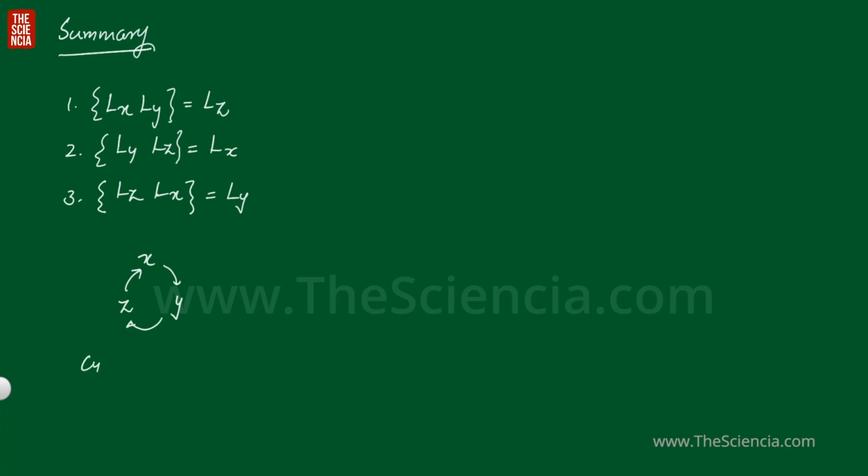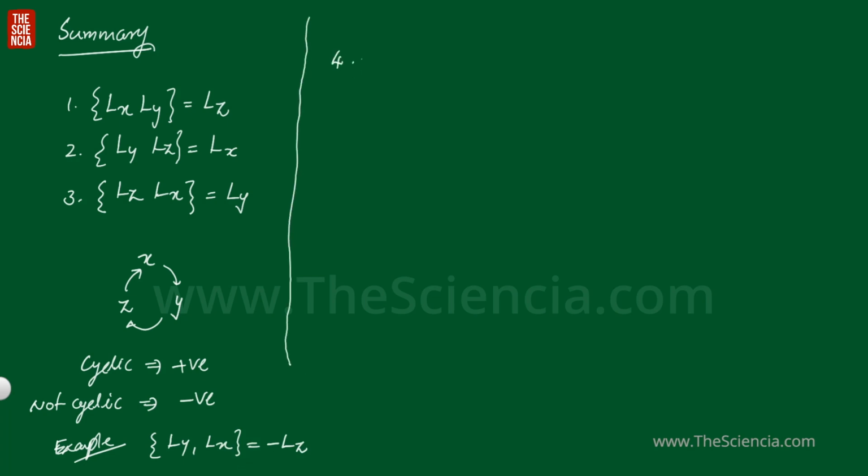If it is cyclic order, then it will be positive. If it is not cyclic order, then there will be a negative sign. Example, if it is the Poisson bracket of Ly, Lx, then it will be minus Lz. Okay, so this is very important. The order is very important.